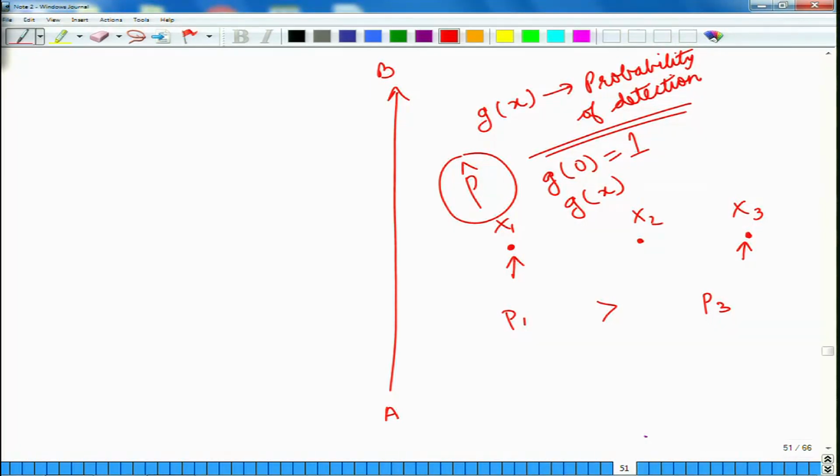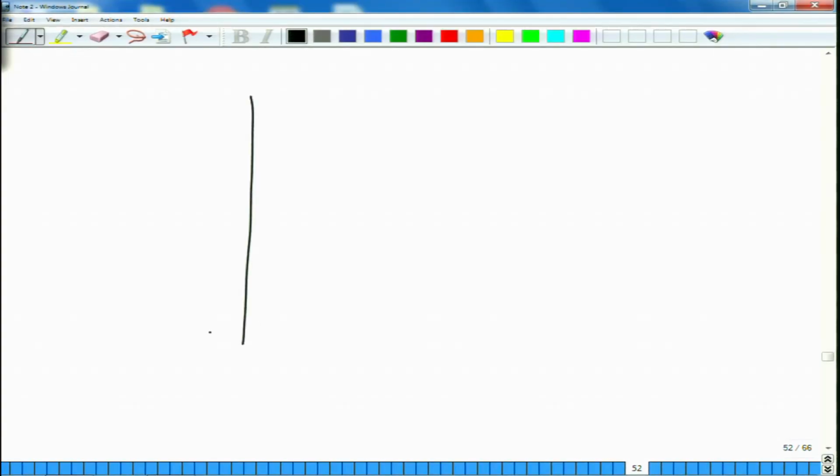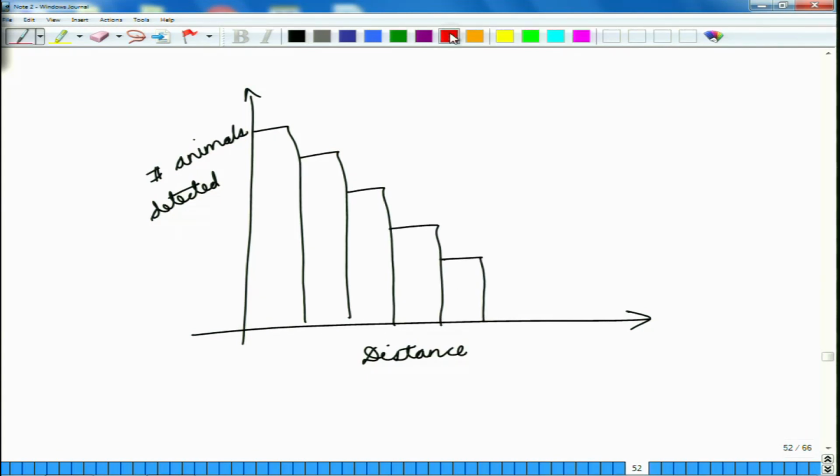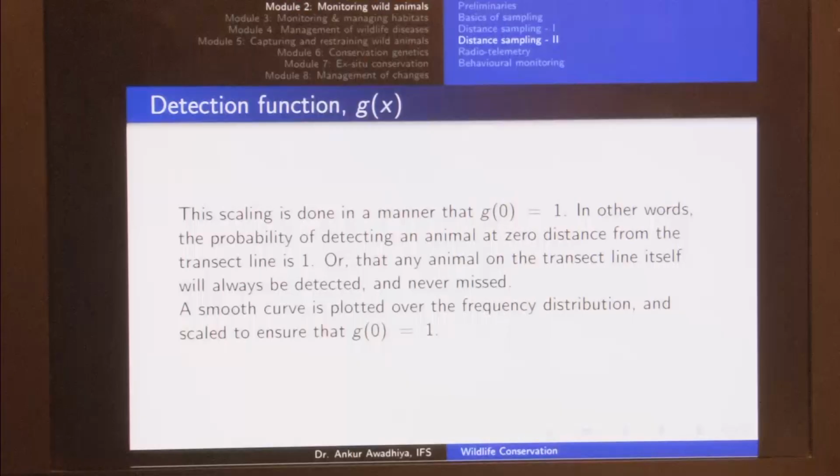Now, when we say that g of 0 is 1, what we have done here is that in the case of our previous curve, we had distance versus number of animals detected. So, we had drawn all these bar graphs, and then to get the value of p, we had drawn a curve that was moving smoothly through all of these bars. Now, in this situation, the top of the curve could be anywhere depending on the situation, but when we write the function as g of x, we have said that g of 0 is 1. So, we can scale this curve upwards or downwards so that g of 0 is 1. This is one mathematical simplification that we have done. So, the scaling is done in a manner that g of 0 is 1.